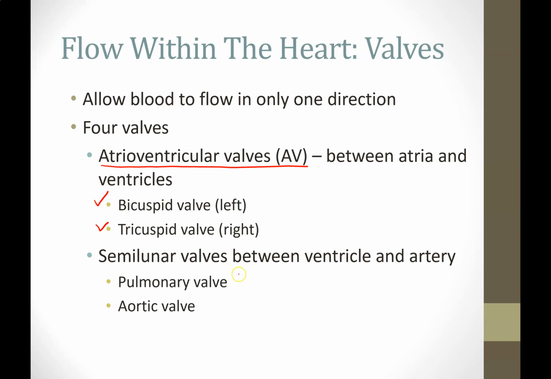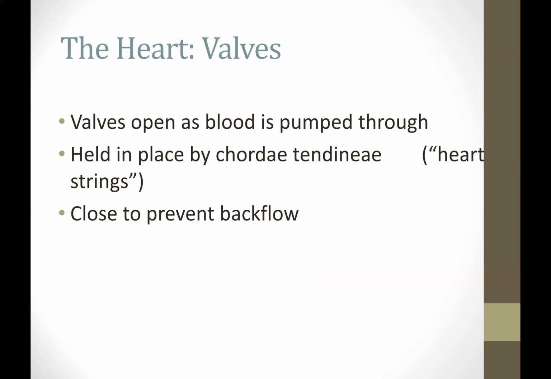So the pulmonary valve is found at the pulmonary artery on the way to the lungs. And the aortic valve is found on the aorta on the way out to the body. Valves, just like in veins, allow only one direction of blood flow. You don't want it pooling, and you do not want it going backwards or mixing in your heart. That would be very inefficient. The valves open, blood pumps through.